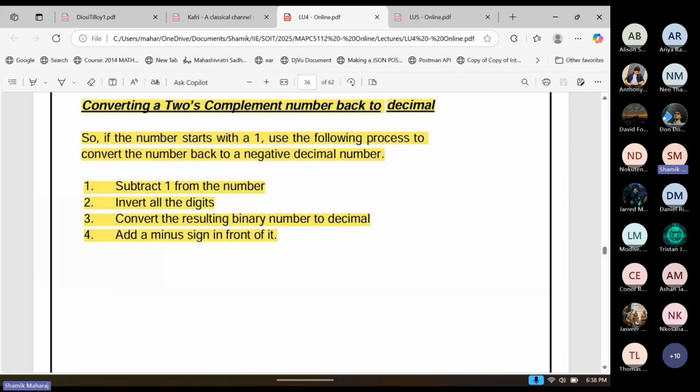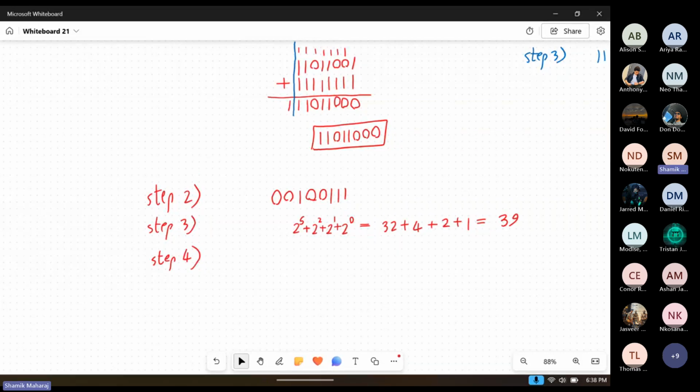And step 4 is a nice straightforward step. We can do that one. It's to add a minus sign. So if in step 3 I got 39, in step 4 we must just get negative 39. So simply include a negative sign in front of your number. Okay.